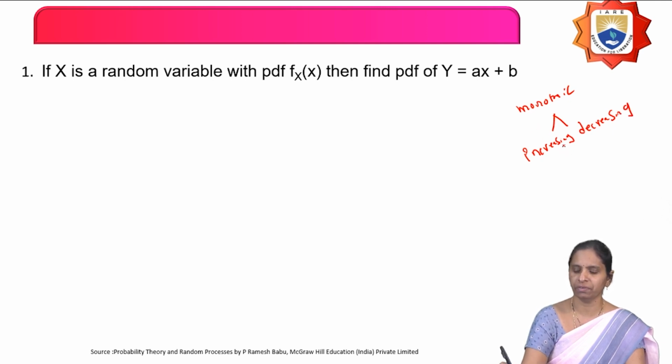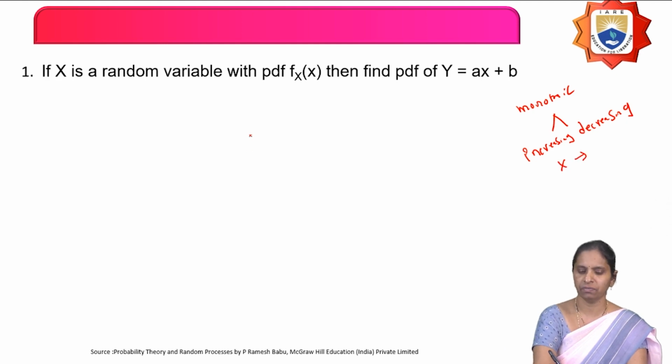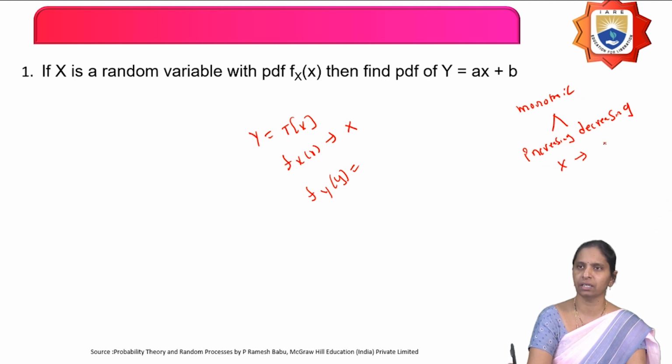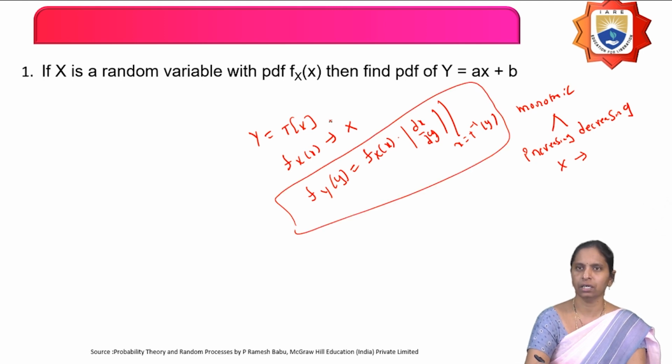For example, if you have a random variable x, you have transformed it into a new random variable y. If the density function of the random variable x is fx of x, then the density function of the transformed random variable for monotonic transformation, whether increasing or decreasing, is given by fx of x into mod of dx by dy, where x equals t inverse of y. This is a formula to calculate the density function of the transformed random variable y. If we know the density function of the original random variable x, then you can calculate the transformed random variable's density function by using this formula. This formula is used for monotonically increasing or decreasing transformation.